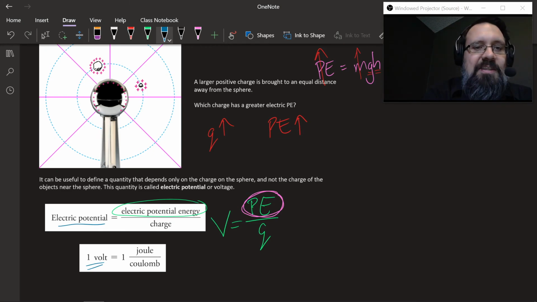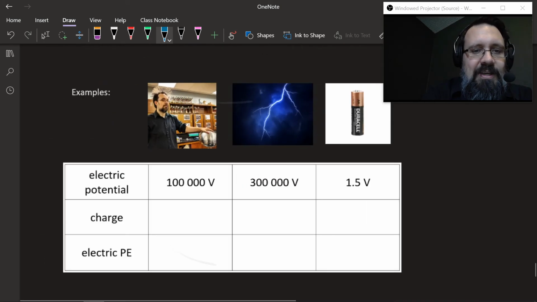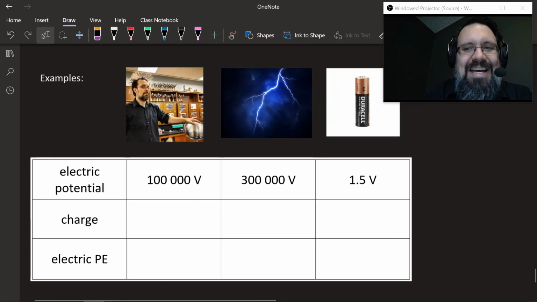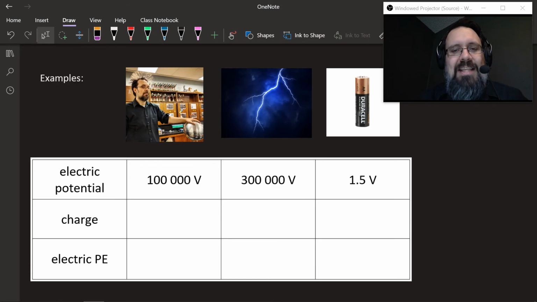So we would say that this sphere, the Van de Graaff generator, has 100,000 volts. That's a high voltage. For comparison, a lightning strike has 300,000 volts. So here's me touching this sphere. That's 100,000 volts of electric potential. That's equivalent to a lightning strike as far as the potential goes. So why aren't I getting killed?